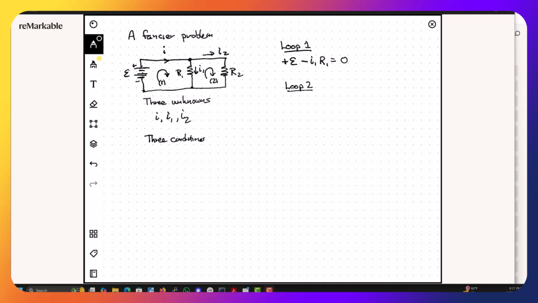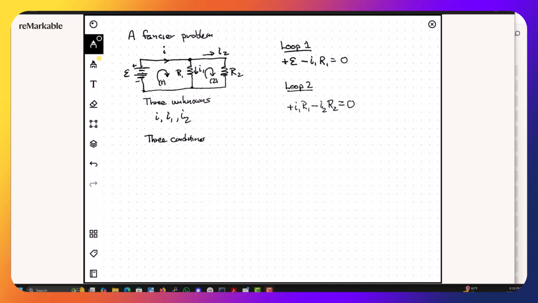Loop 2. So start here, go around the loop. I'm going to go up this way. I'm crossing resistor 1 in the opposite direction as the current is going through it, so I'm going to write that as plus I1 R1. And then I'm going to go around the loop here, and the current going through 2 is I2, and I'm going the same direction as the current, so it's going to be minus I2 R2 equals 0.